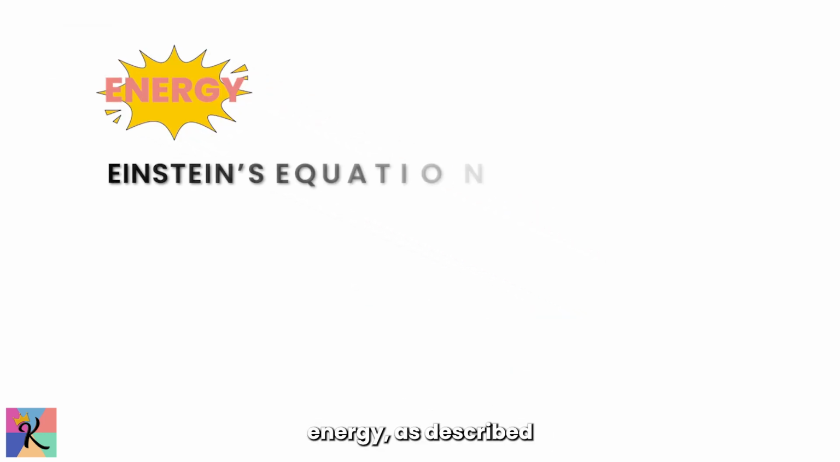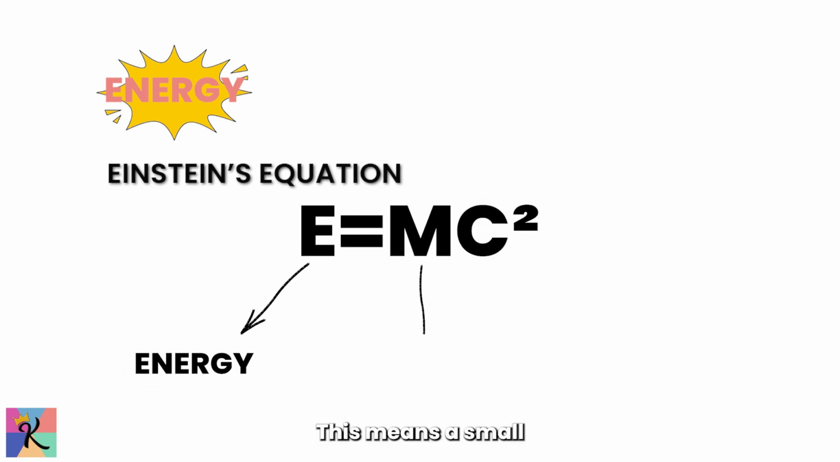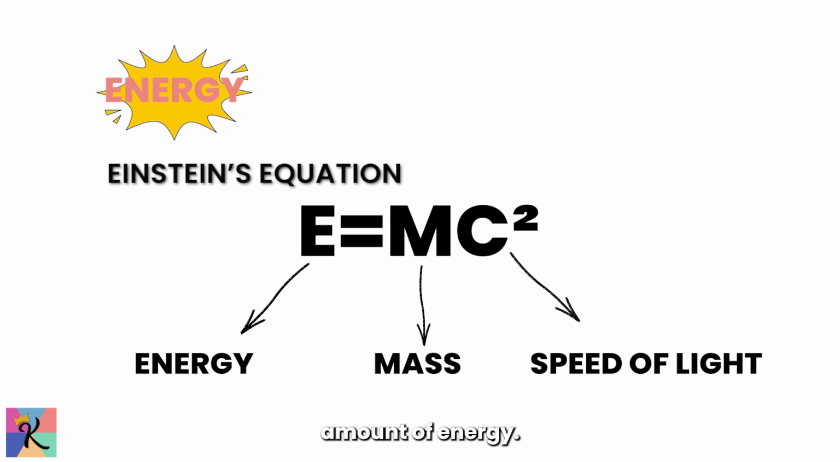The energy released in fission comes from the conversion of mass into energy, as described by Einstein's equation, E equals mc squared. This means a small amount of mass can release a large amount of energy.